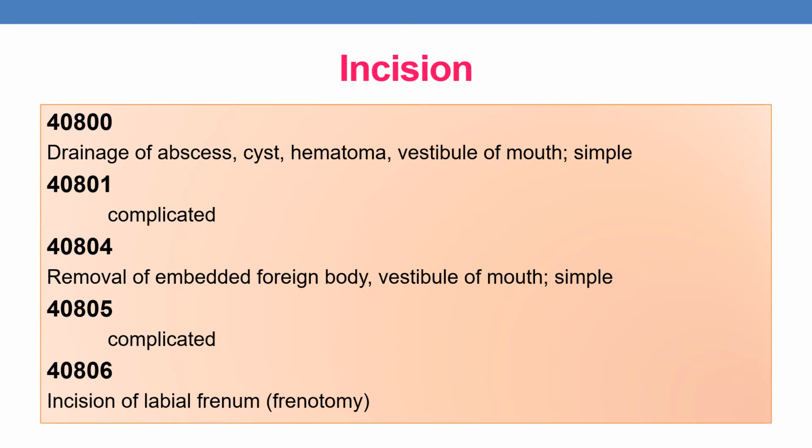First of all, coming to incision CPTs. The first one is 40800. It deals with drainage of abscess, cyst, hematoma, either abscess or cyst or hematoma, for vestibule of mouth, simple. If the procedure is complicated, you need to report 40801. The next CPT is 40804. It deals with removal of embedded foreign body, vestibule of mouth, simple. And for removal of embedded foreign body, vestibule of mouth, complicated, the CPT is 40805.